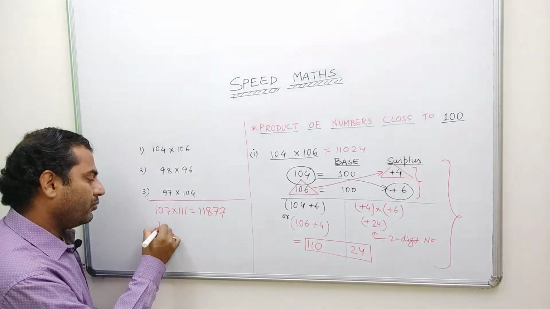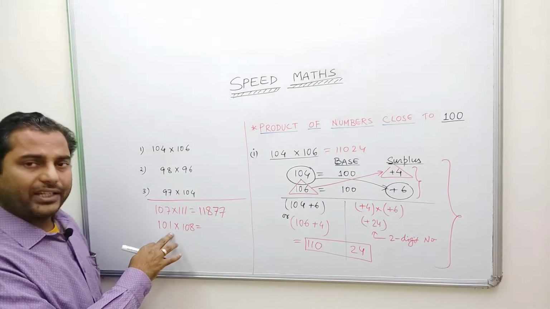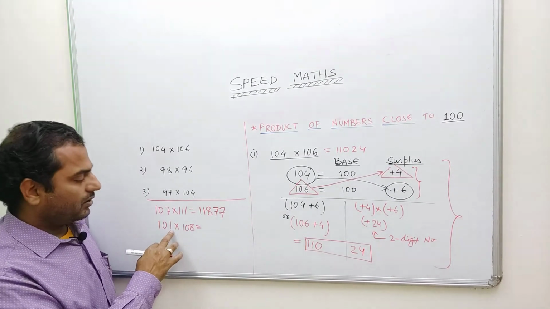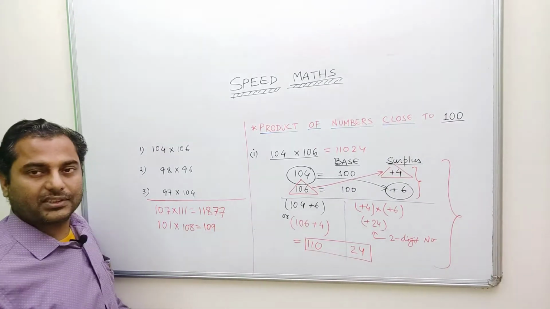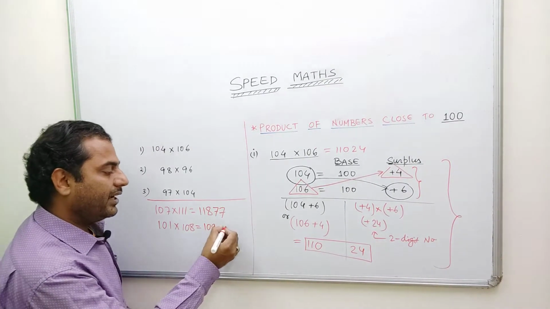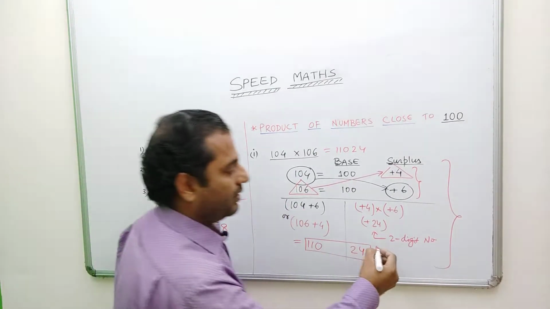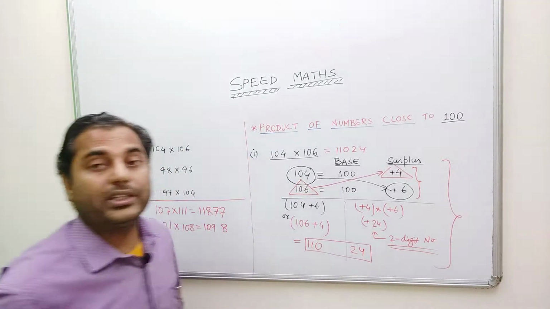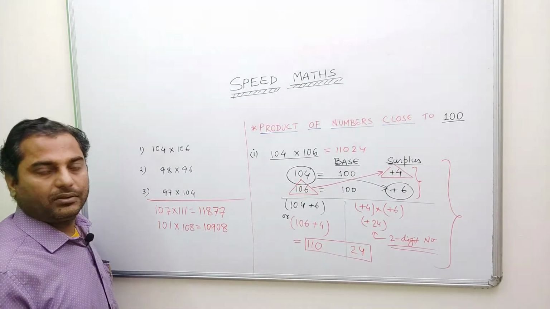Now if I say 101 into 108, then 101 plus 8 will give me 109 on the left hand side, and 1 into 8 will be 8. Look at this, 1 into 8 is 8. But as I wrote here, the product should be a two-digit number. Therefore, I will put a 0 before this.